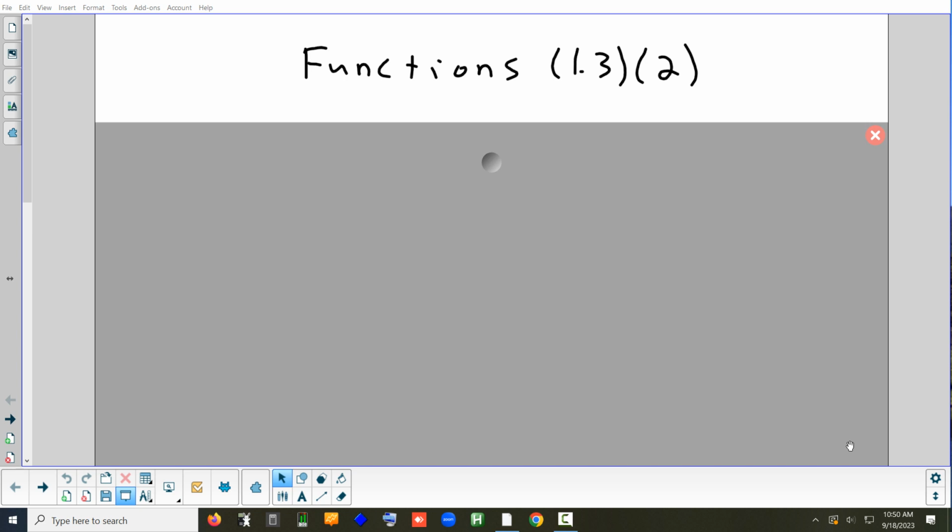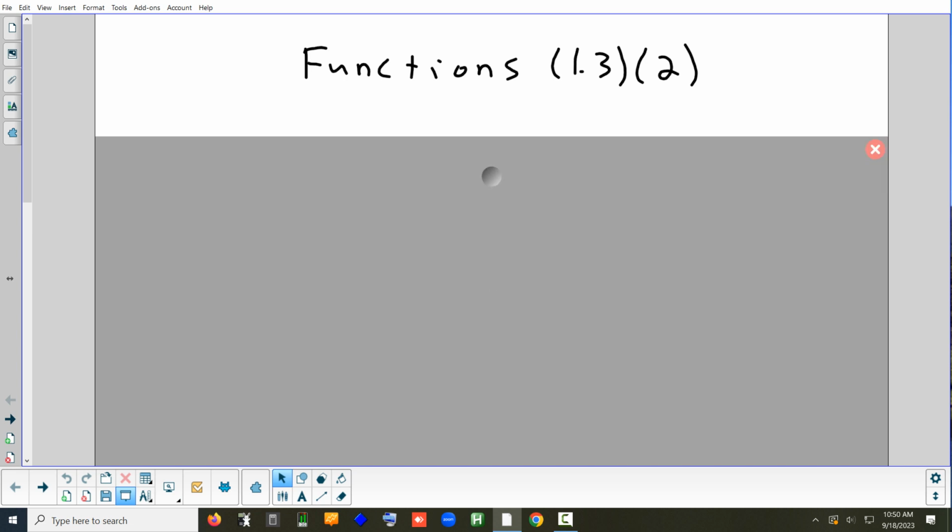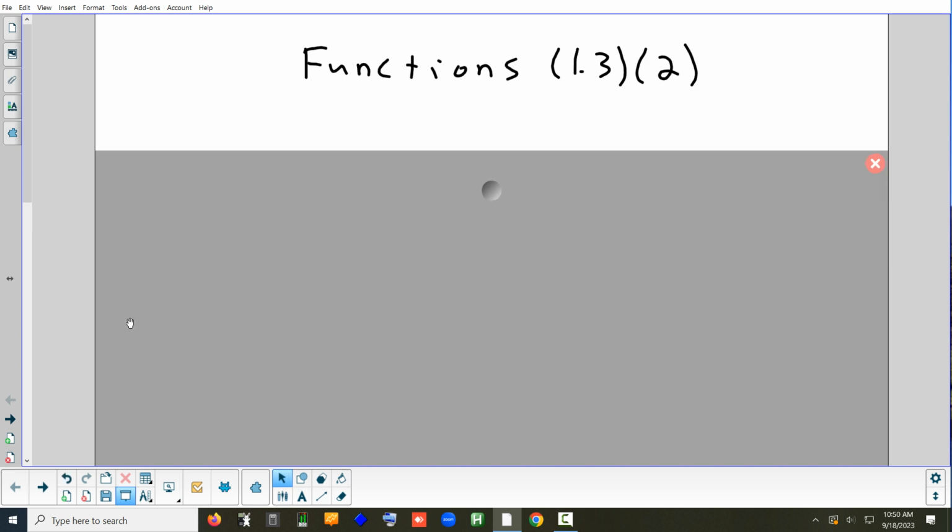So we're going to start by looking at 1.3 part 2. We talked a little bit about functions last time, and we said that if something is a function, it passes a certain test. What's the name of the test it passes? Yeah, the vertical line test. Right, the vertical line test.